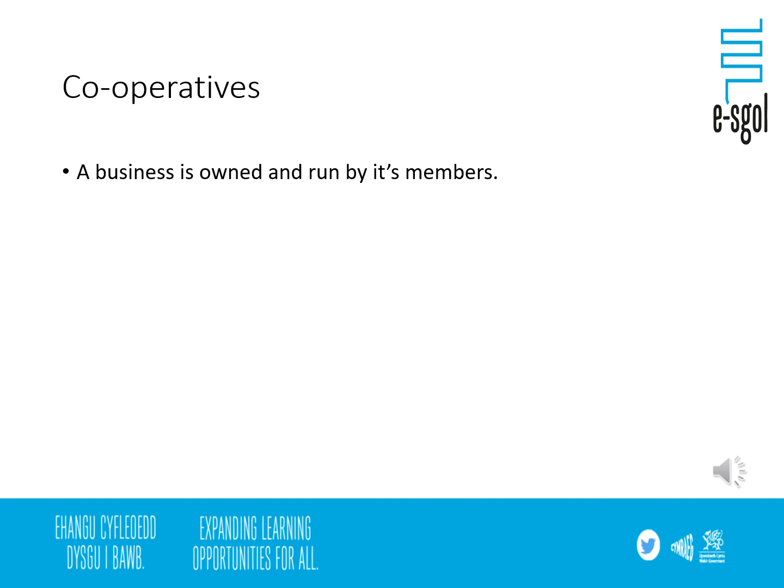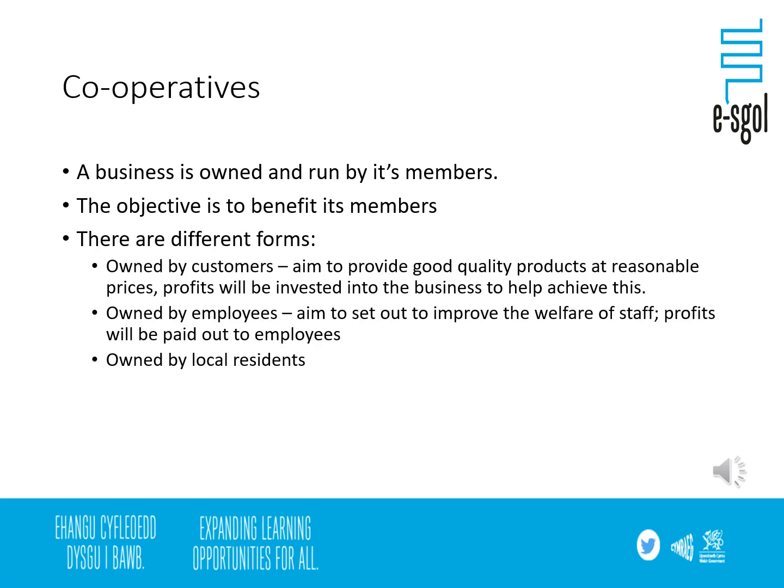Some of the other business ownerships that you have got is your cooperatives. So this is a business that's owned and run by its members. So the objective is to benefit its members. So there are different forms. You can have owned by customers, and this is aimed to provide good quality products at reasonable prices. Profits will be invested into the business to help achieve this. And then you've got owned by its employees, so aimed to set out to improve the welfare of staff. Profits will be paid out to employees.